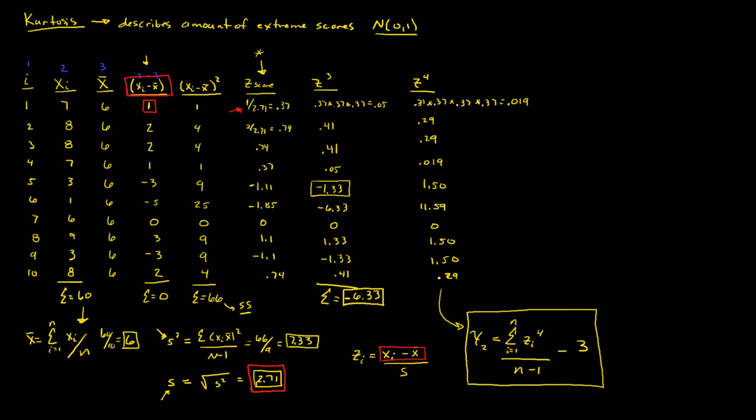What we need to do then is sum this column, which will now give us 17.02. If we substitute this value in here for the numerator, gamma 2 equals 17.02 divided by n minus 1, which is 9. Let me run this on the calculator real quick. 17.02 divided by 9 equals 1.